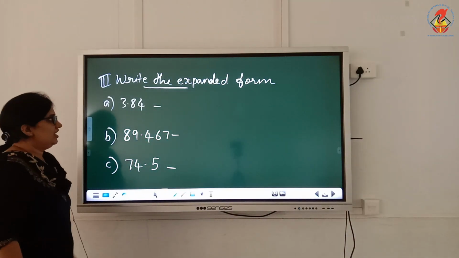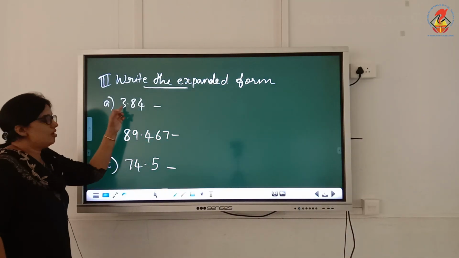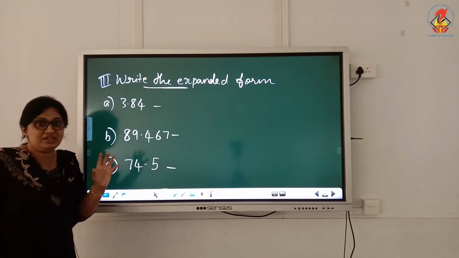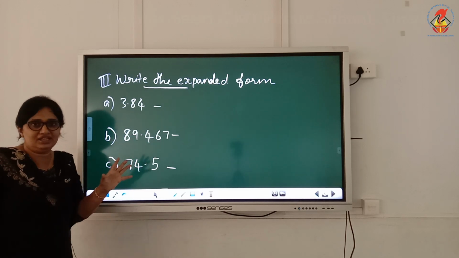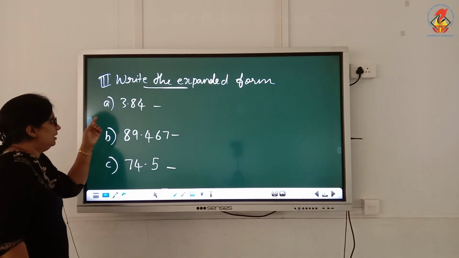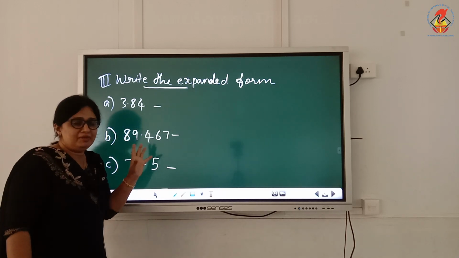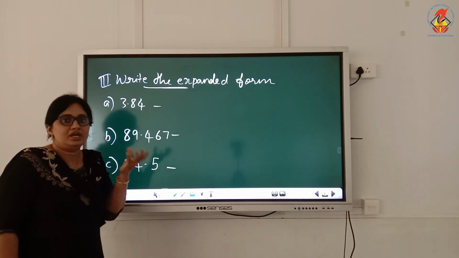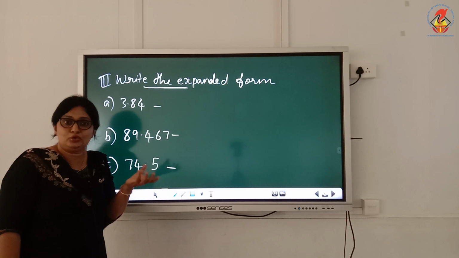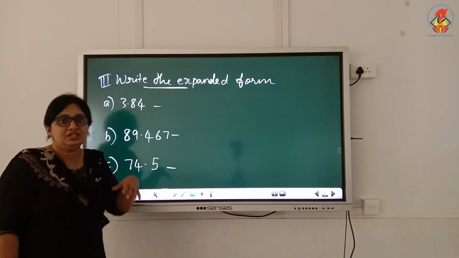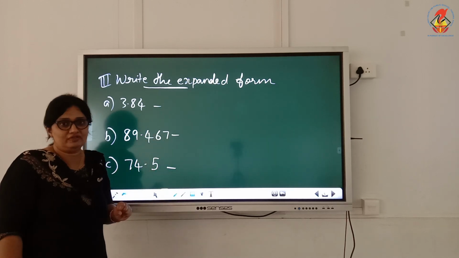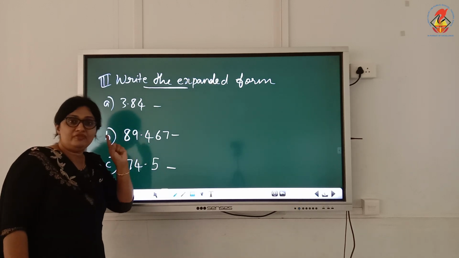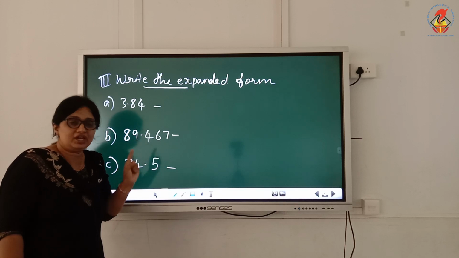Then the next one is write the expanded form of this decimal number. You know how to write the expanded form of a whole number, right? That is, a normal number only, 300 and 52, 3352. You know how to write the expanded form, that you have studied from the first standard onwards, right? But do you know how to write the expanded form of a decimal number?